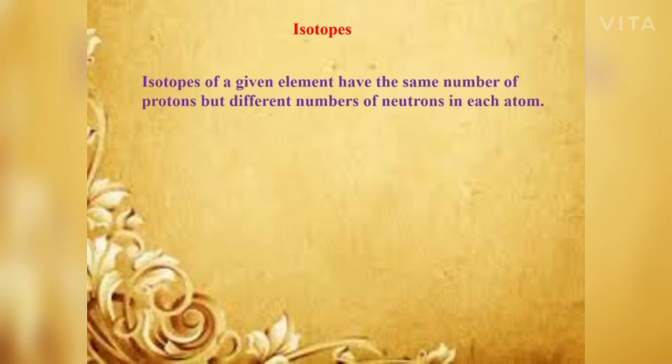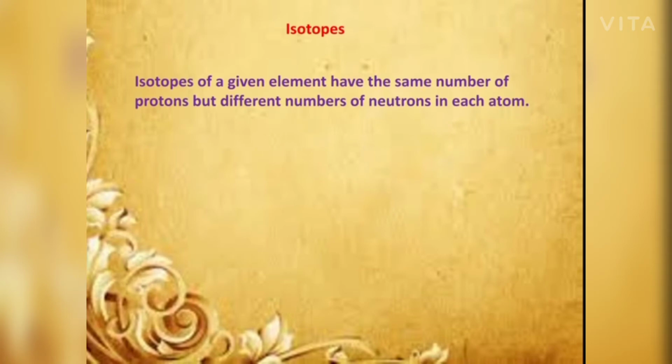Next term, isotopes. Isotopes of a given element have the same number of protons but a different number of neutrons. That means the same atomic number, different mass number.